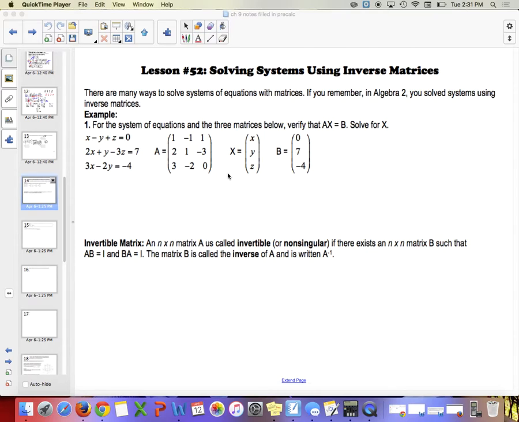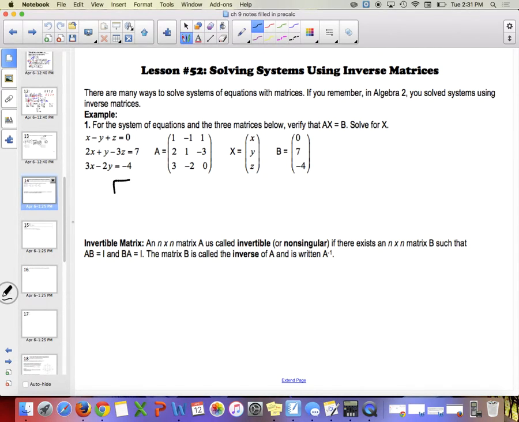So A, in our example, is 1, -1, 1, 2, 1, -3, 3, -2, 0, because it's the coefficients of our system of equations. 1x minus 1y, and so on. X is our variable matrix, so it's x, y, z, and B is our constant matrix. Do you guys see those numbers, 0, 7, -4? They're on the end. Do you all remember that? So it's starting out by just saying verify that these are true.